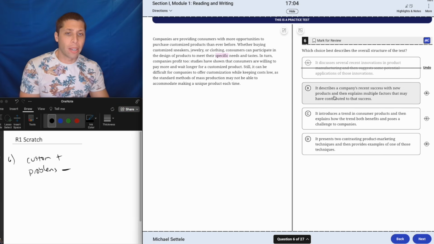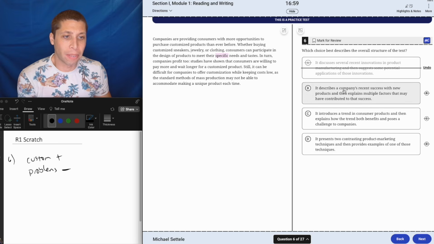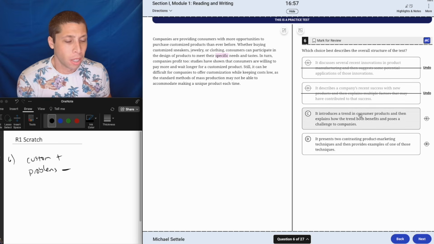Describes what company's recent success with new products, and then explains multiple factors that may have contributed to that success. Again, this is all positive. I want some negative in here.